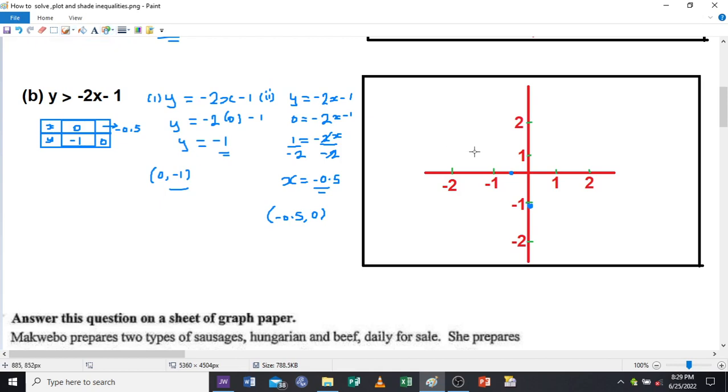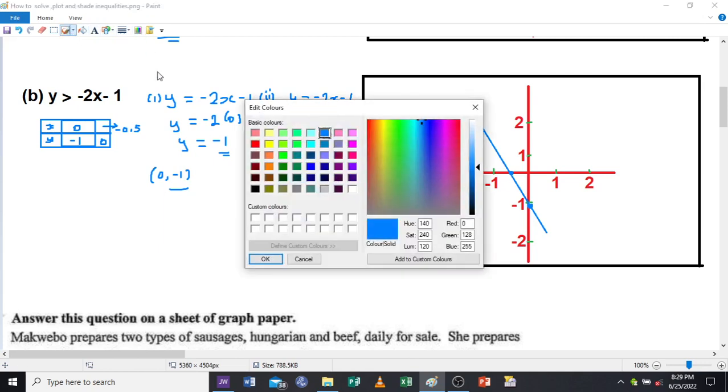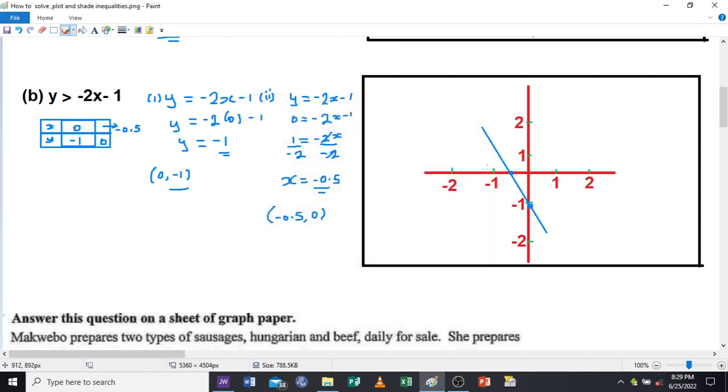Now what we want to do is just to connect these two dots that we have, these two points. So that is the line. Now the question is, how do we know where to shade? To know where to shade, again, we'll need to test. Now how do we test? Remember, we need to choose values.